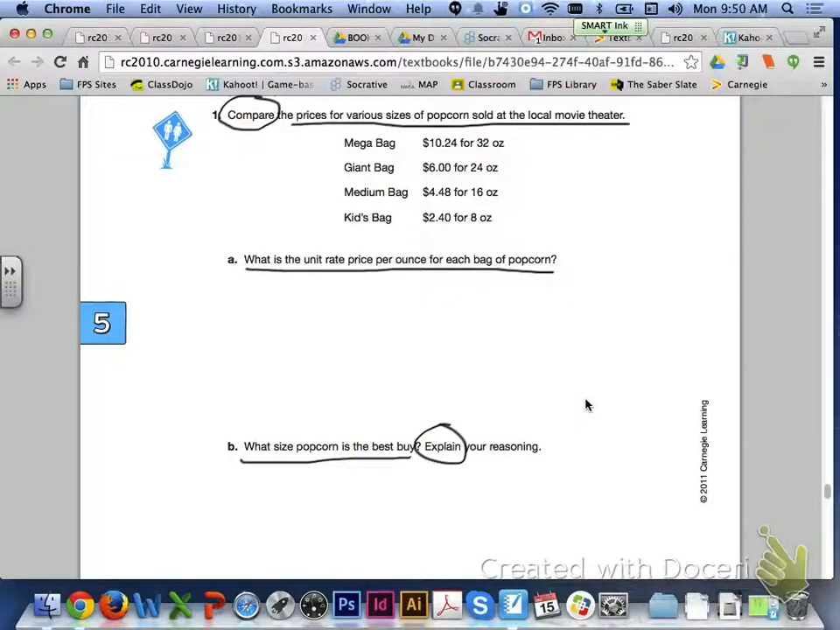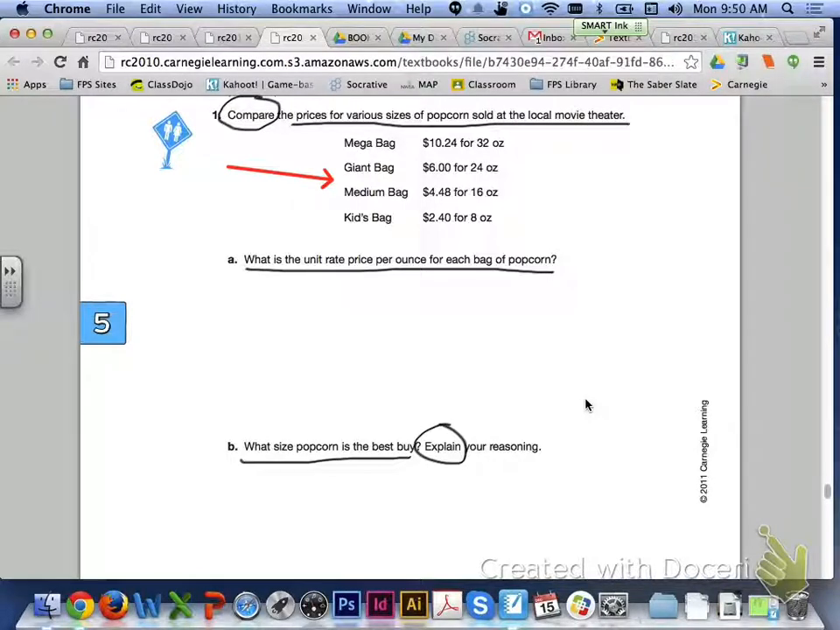If we take a look at number 1, it asks us to compare the prices for various sizes of popcorn sold at the local movie theater. You have the mega bag, the giant bag, the medium bag, and the kids bag, all listed right here. You have how much it is going to cost for the different sizes of the popcorn that is sold at the movie theater. So letter A is going to ask us what is the unit rate price per ounce for each bag of popcorn, and then letter B says what size popcorn would be the best buy, and explain your reasoning.